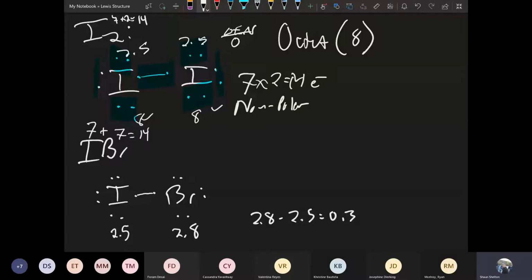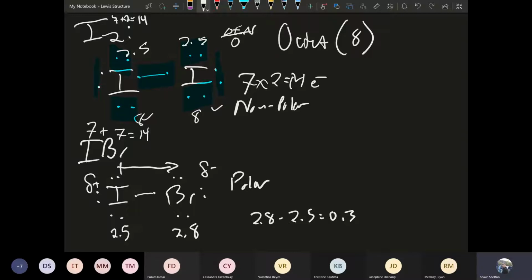So this one's nonpolar. That one's very simple to figure out. Now, as we look at the IBr, iodine is less electronegative, so you're going to have a pull towards the bromine. You're right on that threshold. Remember, the threshold is like 0.3. It could be polar or it could be nonpolar. In this case, you have a dipole pulling towards the bromine, so that causes the bromine to be partial negative and iodine to be partial positive.